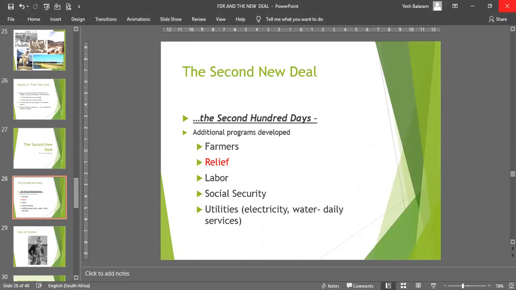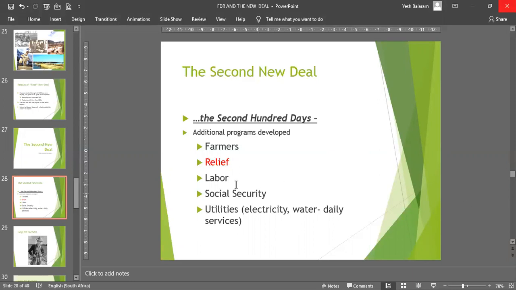So what were the areas of focus of the Second New Deal? During the second 100 days of his term of office, FDR, or Franklin Roosevelt, developed programs to assist the farmers as they had suffered greatly during the Great Depression because of the fall in prices of their produce. He wanted to provide further relief to those who were suffering as a result of unemployment, food shortages, and a general decline in their welfare.